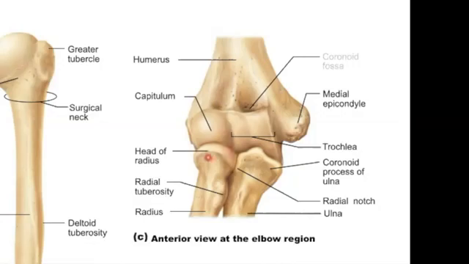So once we get to the radius, we're going to see the head of the radius. The way I remember this is the radius has a cap on it, right? So the capitulum and the trochlea over here. And then your medial epicondyle is this prominent projection right here.